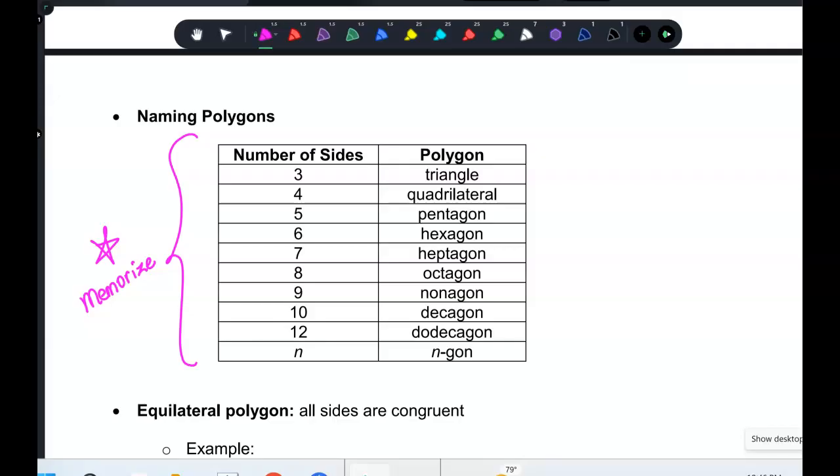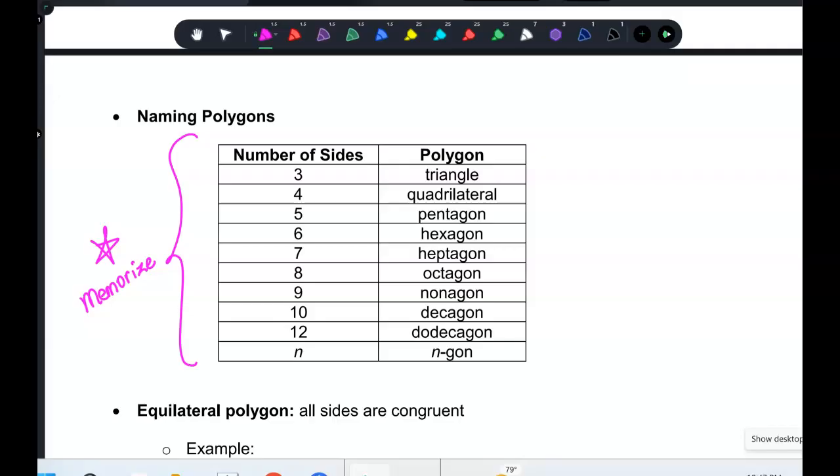Now, 4 sides, some people might jump to rectangle or a square, but those are special types of quadrilateral. Okay, we want to say quadrilateral, not rectangle, not square, not rhombus, not parallelogram, quadrilateral. Okay, 5 pentagon, does that sound familiar? Yeah. Okay, hopefully, remember those little shape puzzles you did when you were a toddler? They had the pentagon. Okay, 5 sides, pentagon.